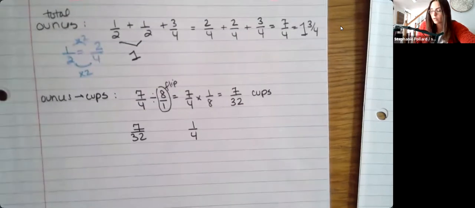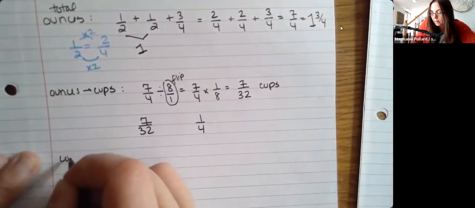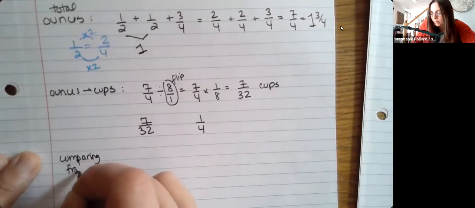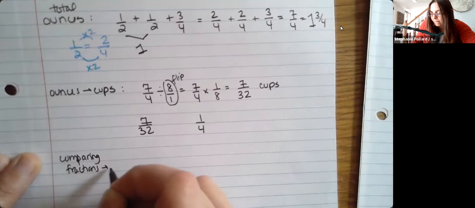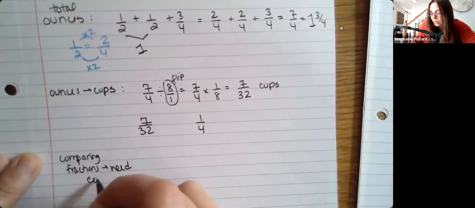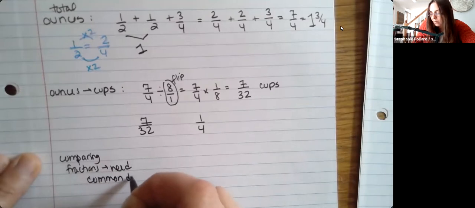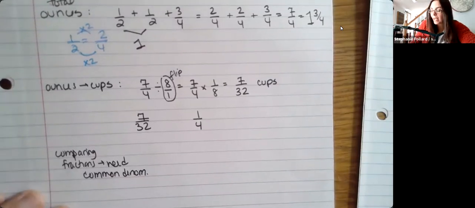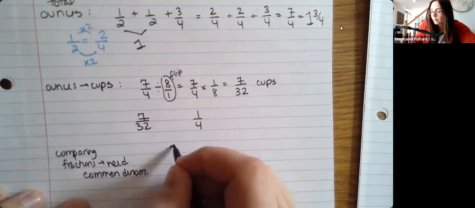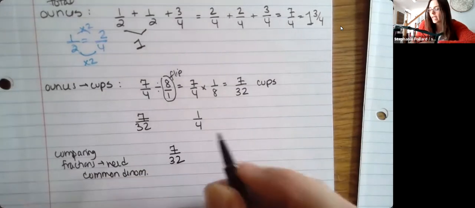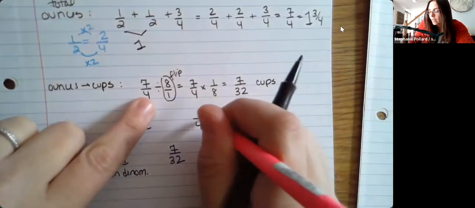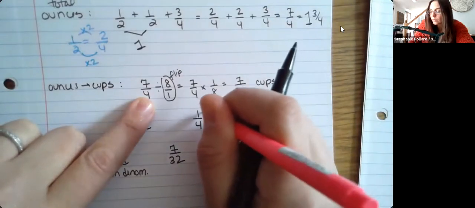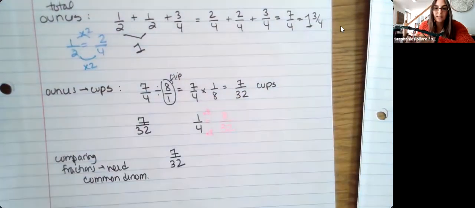And I'll tell you that when you're comparing fractions, you do need common denominators. Okay, so that is really important. So I am going to have to change this over. I can use 32 here, because what happens with the 1/4 is I can multiply that by 8 to get the 32. So this becomes 8/32 instead.